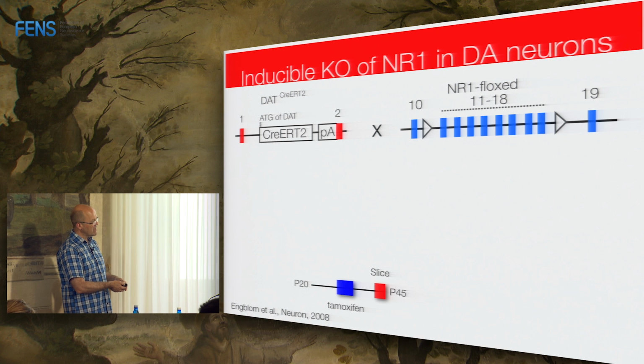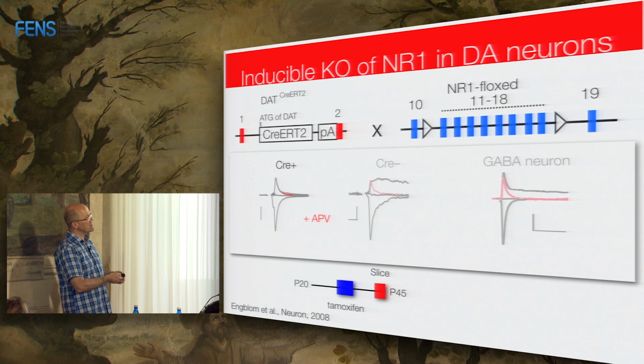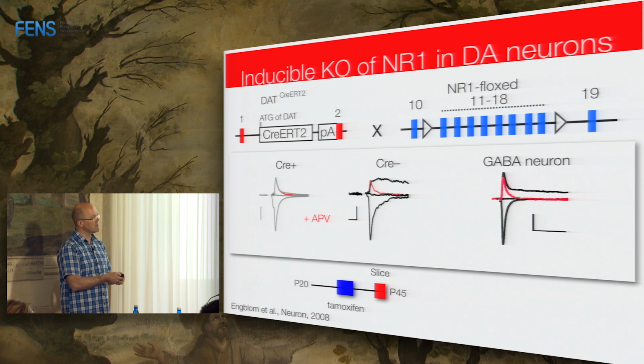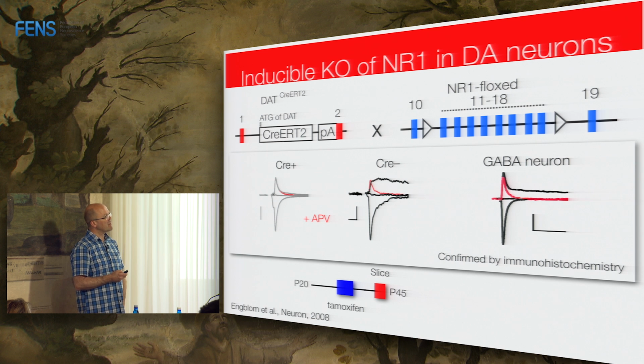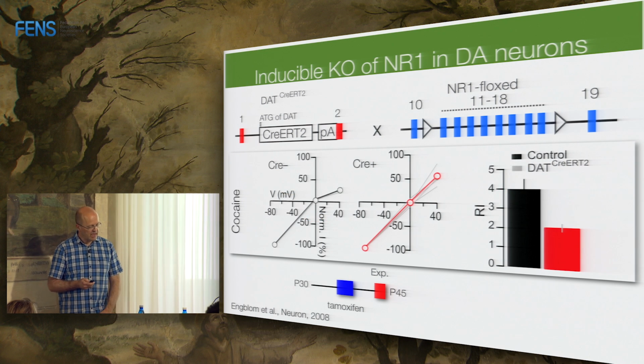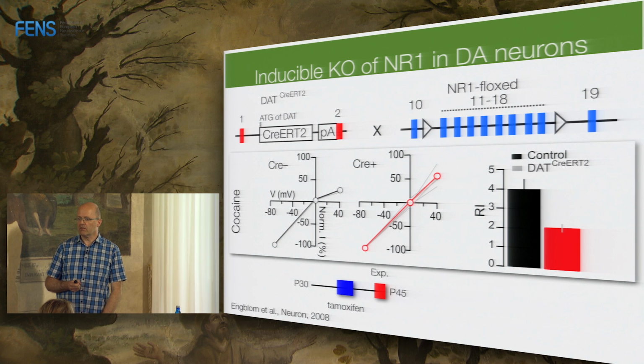So the experiment went like that. You had this tamoxifen, and then there was a slice preparation several days later, and we could show that this was enough to abolish the NMDA current. In the CRE+, no NMDA current. This is this slow current that we saw before. It's now only AMPA current that is present. The CRE negative ones still have the NMDA current, and the neighboring GABA neurons also have NMDA currents. So it's cell type specific, and it occurs after a number of injections and the delay that allows for the downregulation.